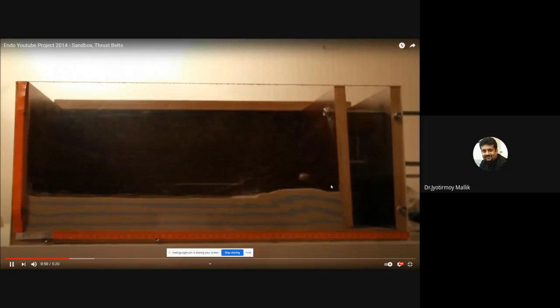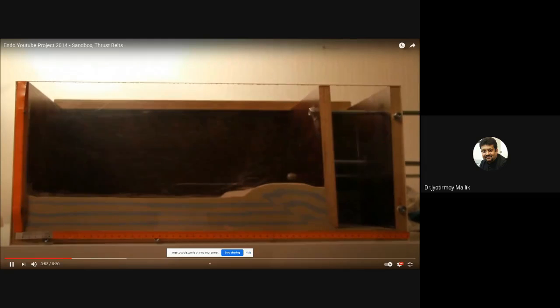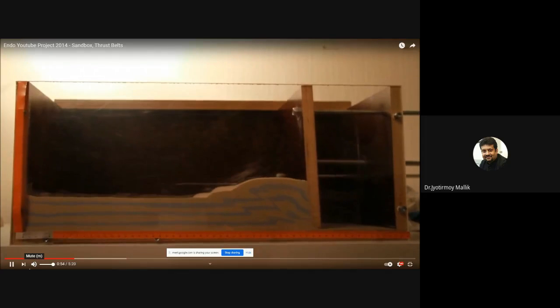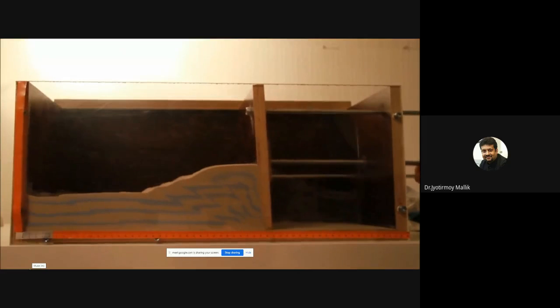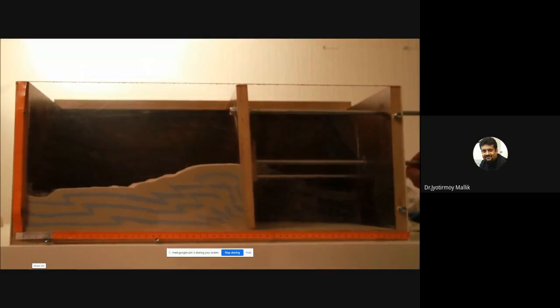See, this beautiful structure being developed. So you can do all sorts of experiments. Okay, create your own earth in the laboratory.